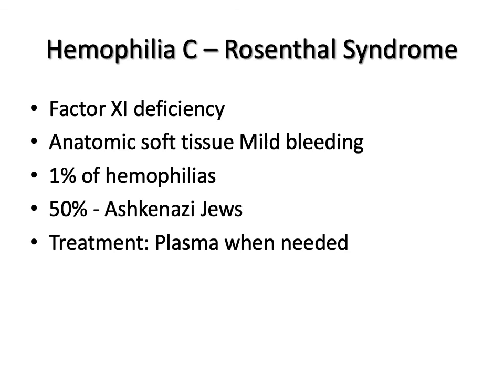Hemophilia C, or Rosenthal syndrome, is a deficiency of factor XI that results in soft tissue bleeding. It causes about 1% of all hemophilias. Around 1/2 of all cases of hemophilia C are found in the Ashkenazi Jewish population. Treatment consists of plasma transfusions when needed.